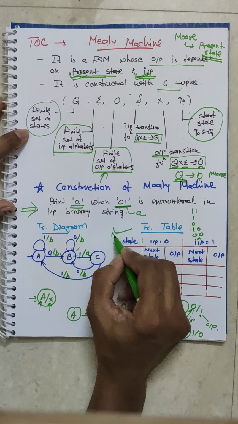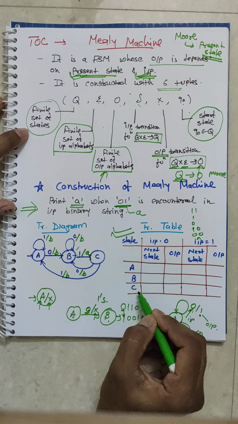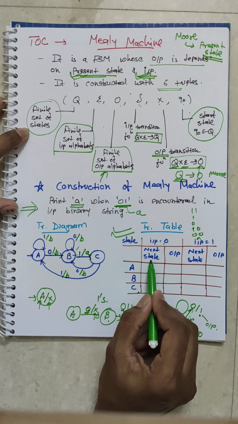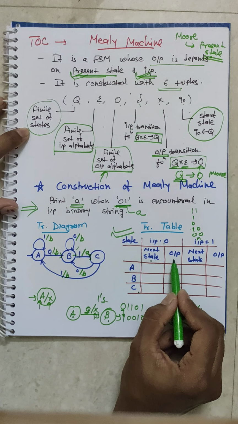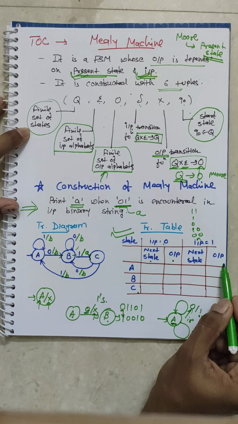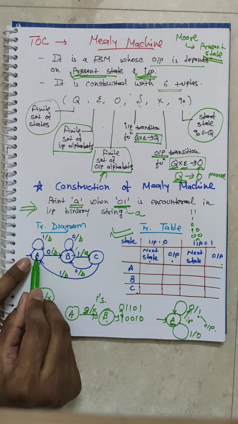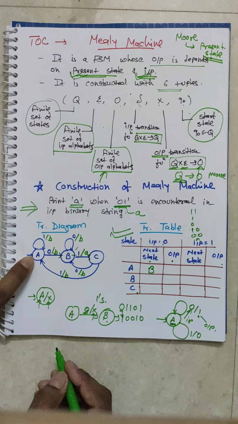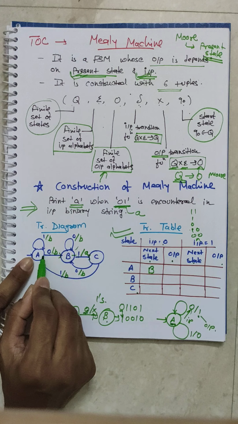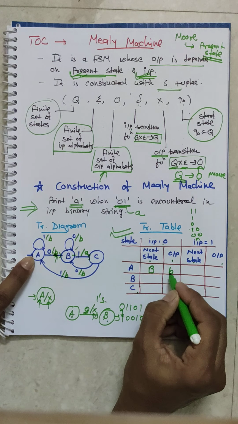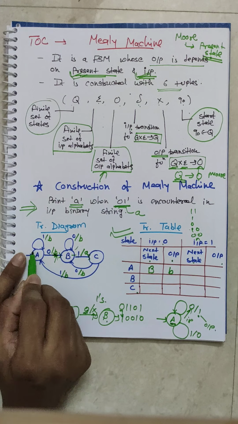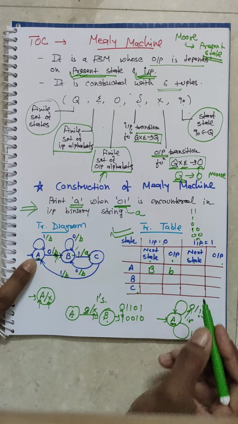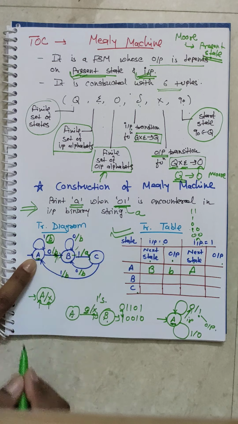So how to construct the transition table? We have states A, B and C. If the input is 0, then we go to the next state along with the output value. In the same way, if the input is 1, we go to the next state with the output value. In this example, from state A, if the input is 0, then we go to state B and the output is B. From state A, if we give input 1, then the next state is A and the output is B.